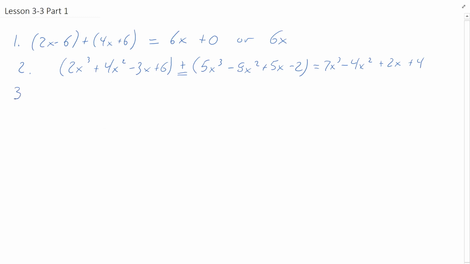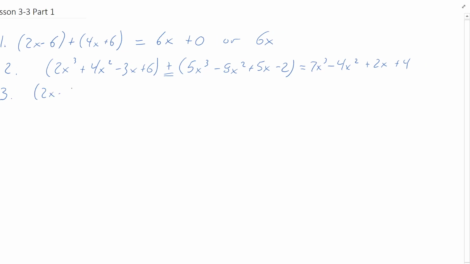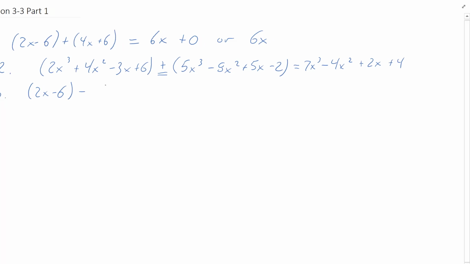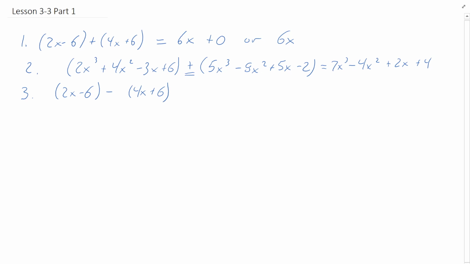Number 3, we finally see some subtraction here, and we're going to have 2x minus 6 minus 4x plus 6. What we need to do is remember in this case that there's really a 1 in front of that second set of parentheses. So we're really saying minus 1 times 4x plus 6. So we can rewrite this as 2x minus 6. The first polynomial does not change. But then we distribute. Minus 1 times 4x is minus 4x. Minus 1 times a plus 6 is minus 6.